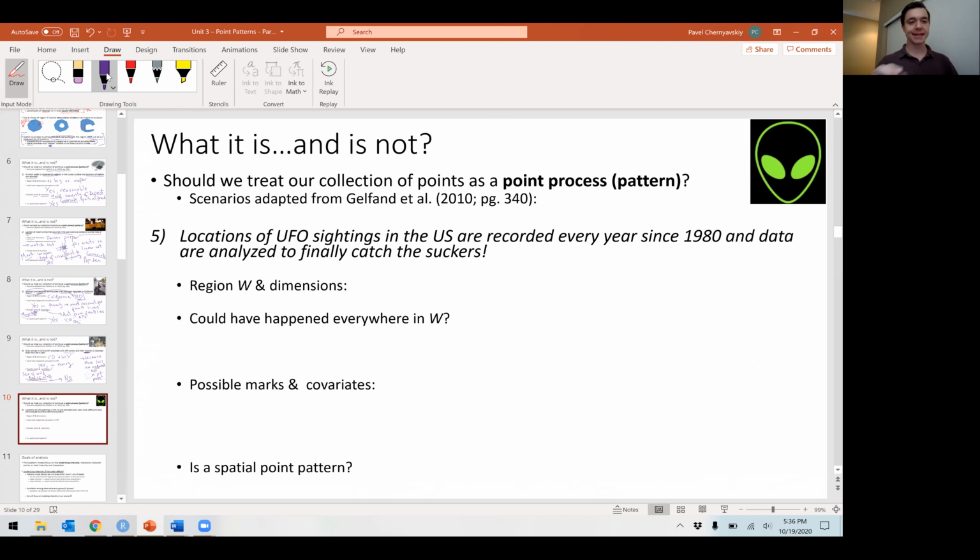All right. Location of UFO sightings. I had an undergraduate student last spring analyze the point patterns of UFO sightings. She did a great job. And so there's a database out there where the location of each UFO sighting is recorded.